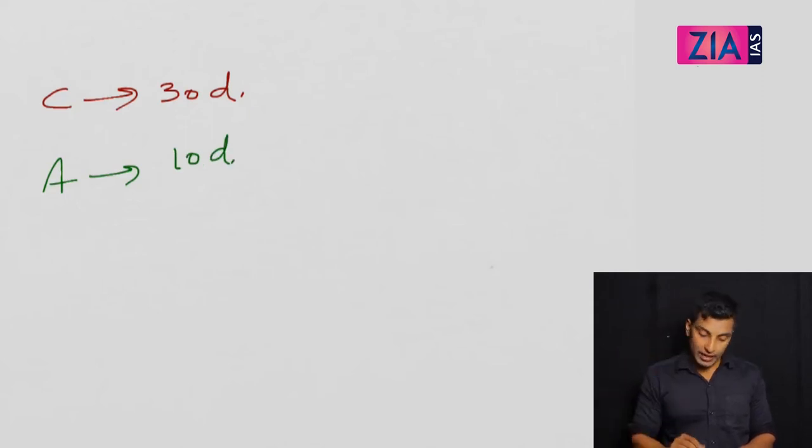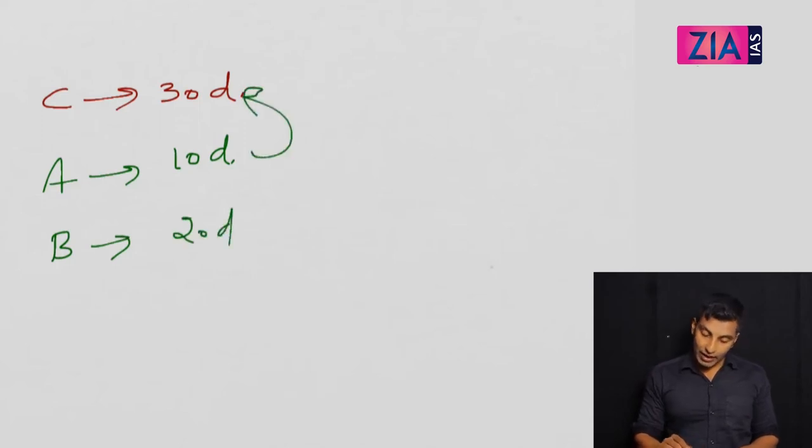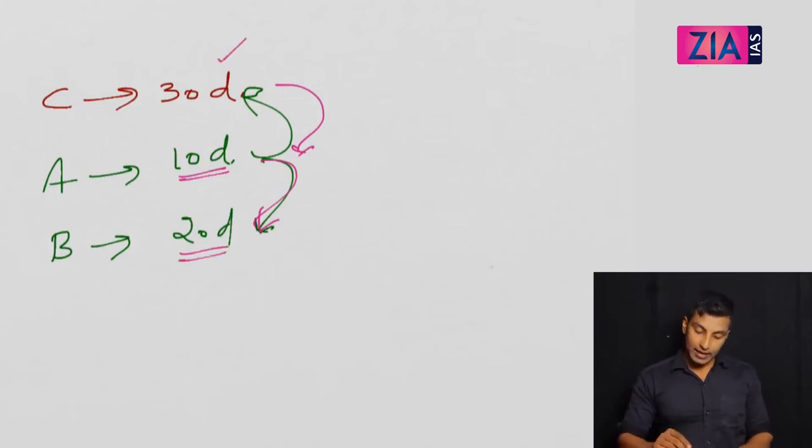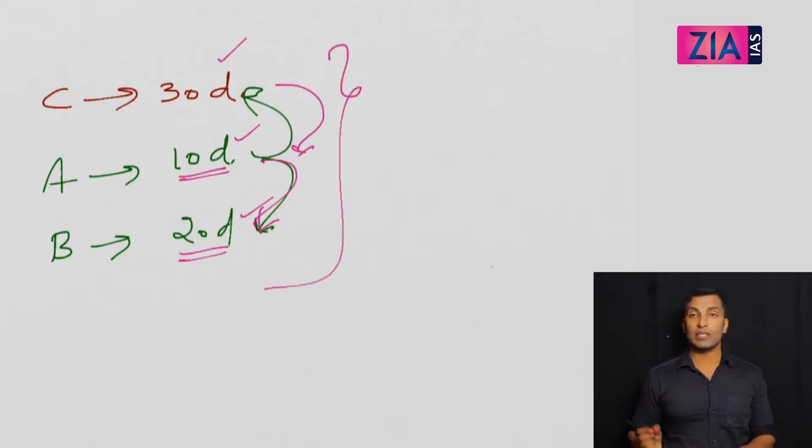So you can also write about B. B will be 20 days. This relation is given and this relation is given. So from this relation you got A, and then by applying this relation you will get B also. So C takes 30 days, A takes 10 days, B takes 20 days. Now you can solve this question.